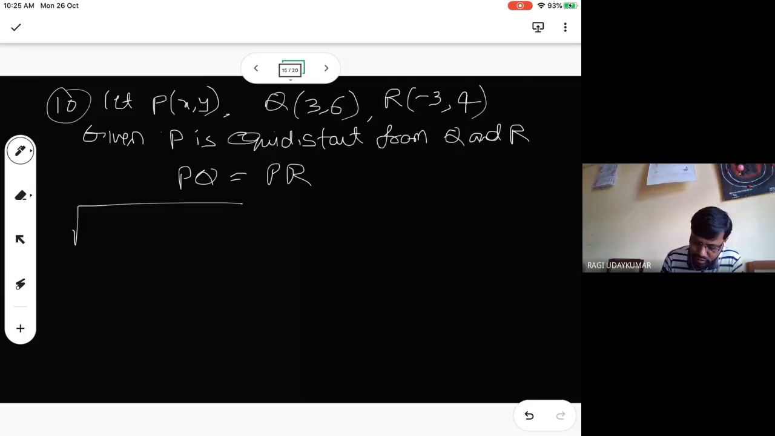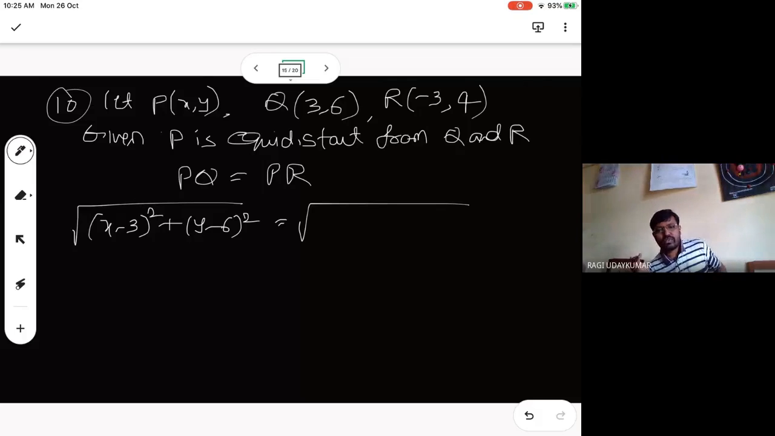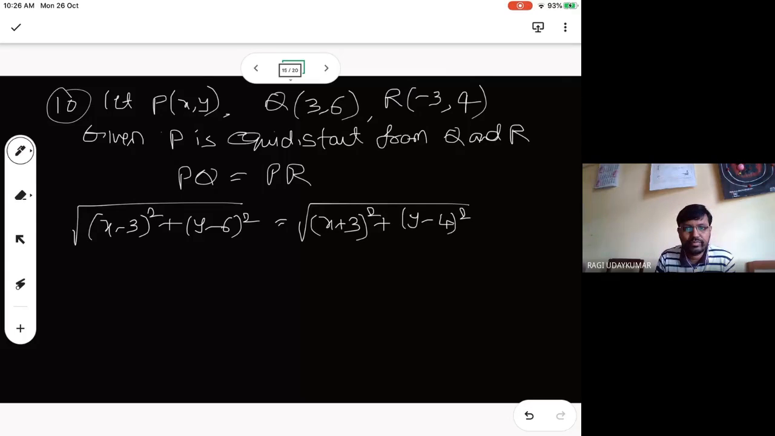PQ is nothing but the distance between the two points. You can take the square root of (x minus 3) whole square plus (y minus 6) whole square, equal to the square root of this one. If you write PQ, this becomes (3 minus x) whole square. If you write (3 minus x) whole square or (x minus 3) whole square, both are similar. In the same way, PR is the square root of (x plus 3) whole square plus (y minus 4) whole square.